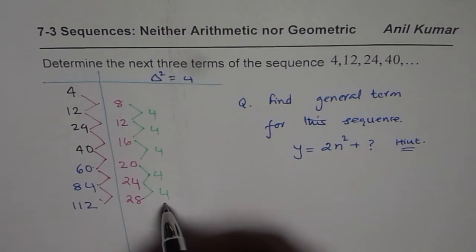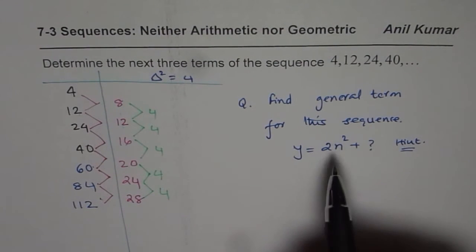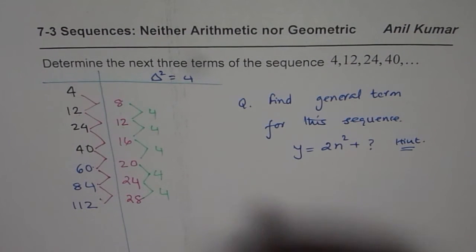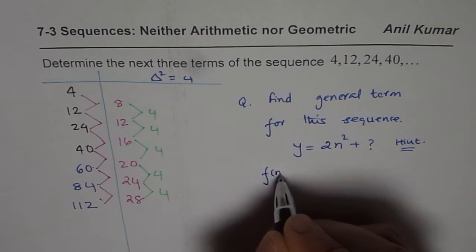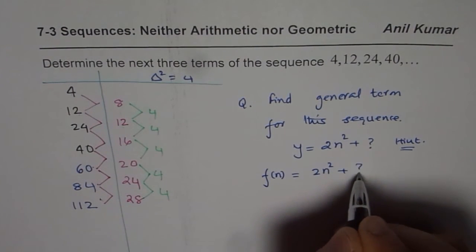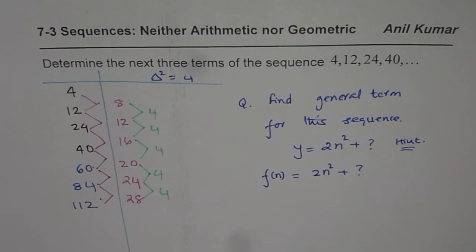Since the second difference is constant, the constant second difference divided by 2 is your leading coefficient, right? So in discrete sequence notation, I could write f of n equals 2 times n square plus something, right? So now it is simpler for you. Just find what that something is. That should help you. I hope that will be a good exercise. Thank you and all the best.